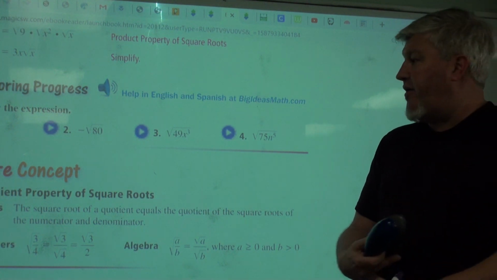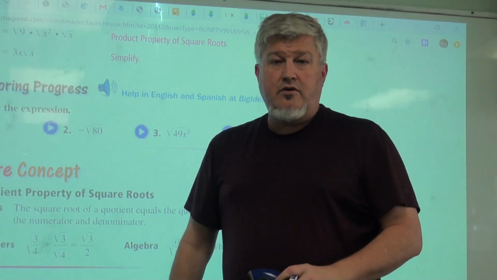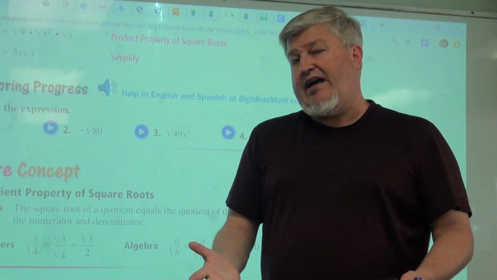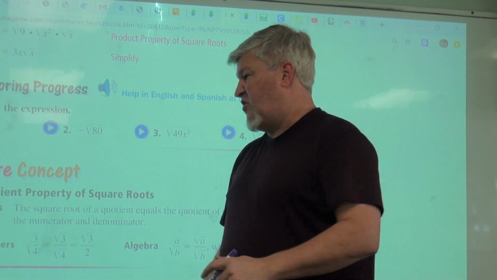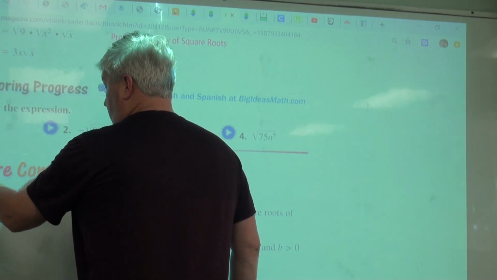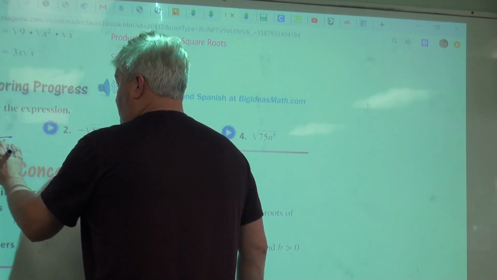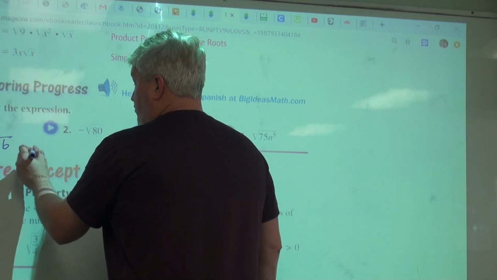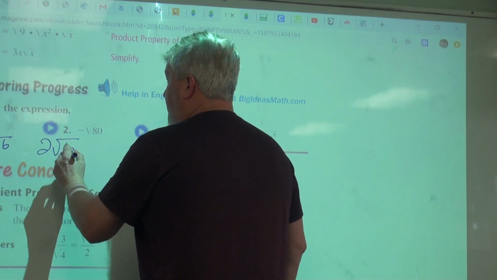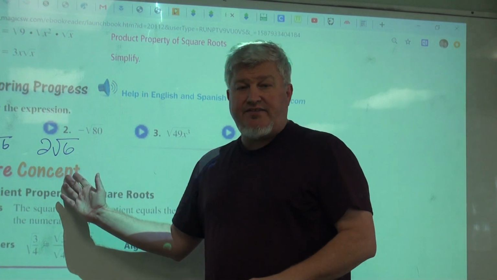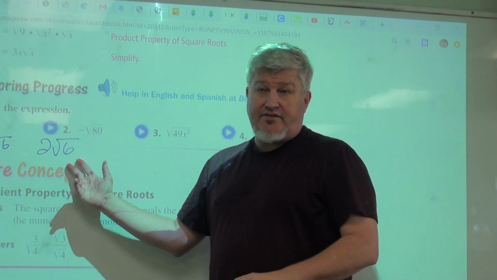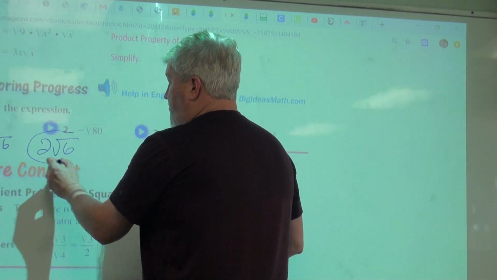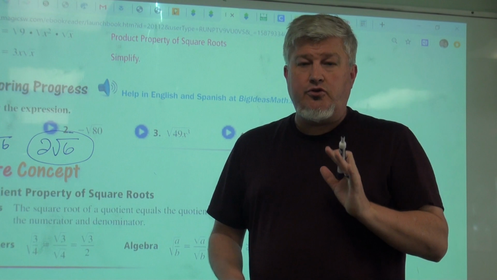Are there any perfect squares that divide into 24? Okay, clearly you should know 4 divides into 24 and 4 is a perfect square. So I could rewrite that as the square root of 4 times the square root of 6. Now the square root of 4, of course, is 2. Square root of 6: are there any perfect squares that divide into 6? The only factors of 6 other than itself are 2 and 3. Neither one of those are perfect squares. So you are done. Your simplification on number 1 becomes 2 square root of 6.